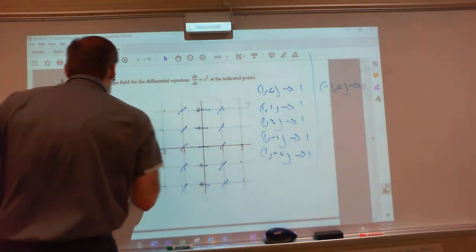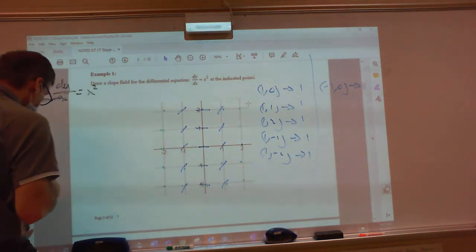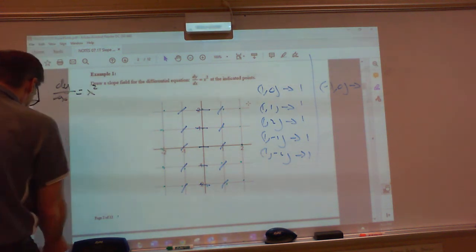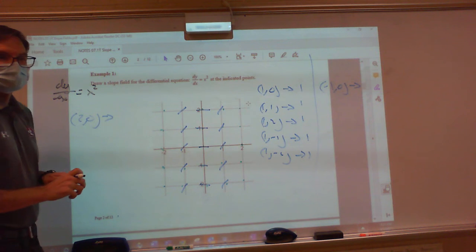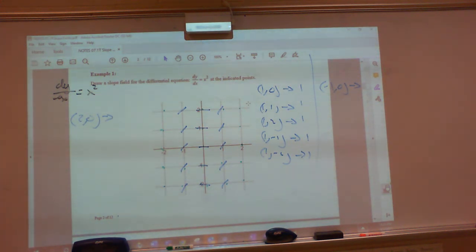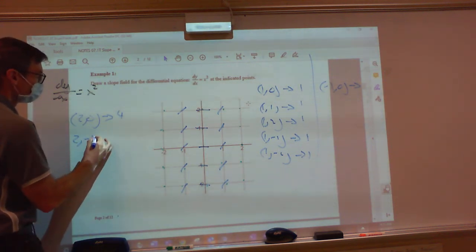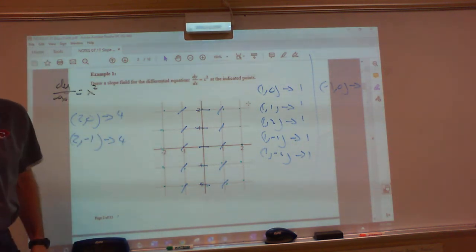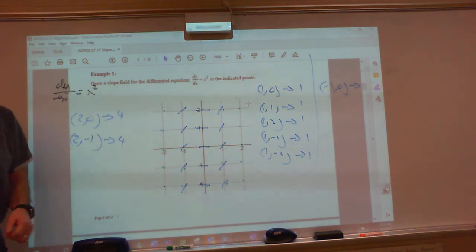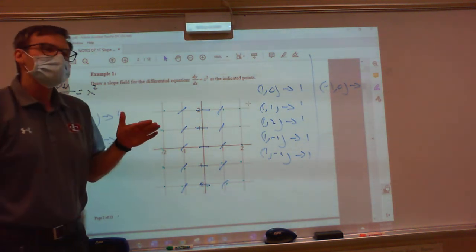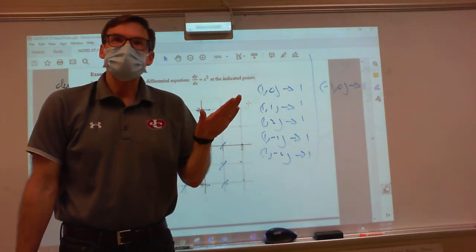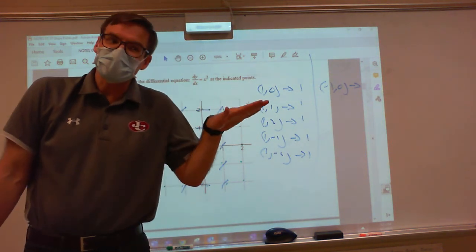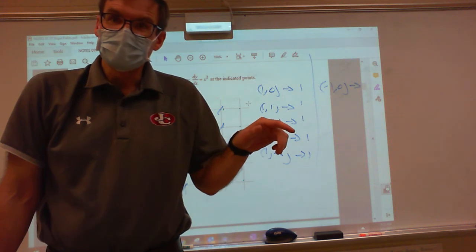All right, now we erase. And so now let's figure out, well, what happens at 2, 0? What's my slope going to be? 4. Okay. Are we okay at 2, negative 1? The slope's 4, right? Pretty much 2 anything, the slope's 4. And what does the slope of 4 look like? And you don't have to be perfect, right? Is it steeper or shallower than the slope of 1? Steeper. Are we okay?